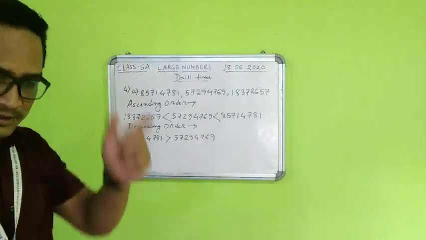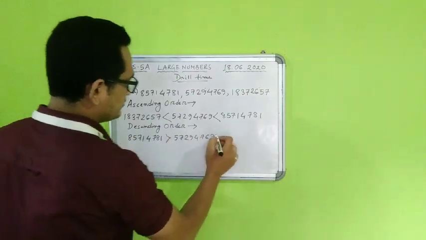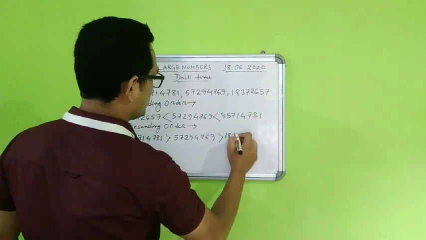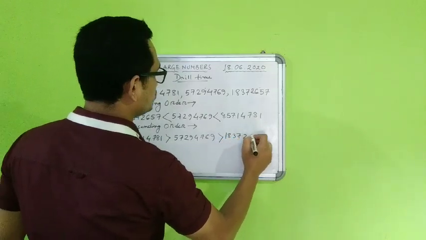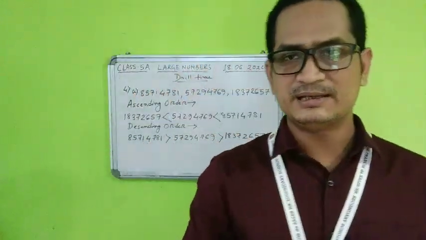Because it is not the smallest and not the largest, it is in the middle. So this will remain as it is. And finally the last one, that is 1, 8, 3, 7, 2, 6, 5, 7. So this is the descending order.